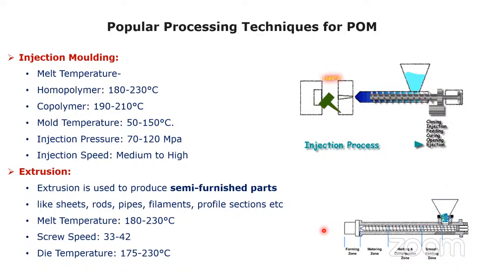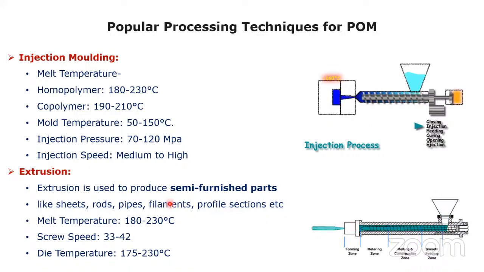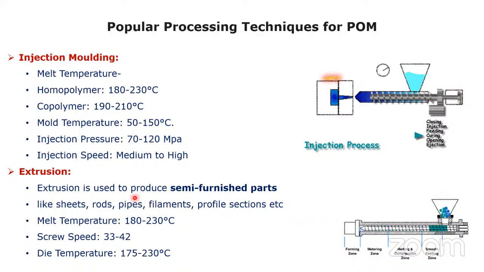Yes, correct. So this is nothing but the extrusion process, by which we can process your polyoxymethylene. Extrusion is used to produce semi-finished parts. What is the meaning of metering?